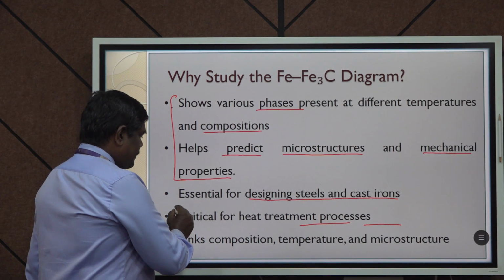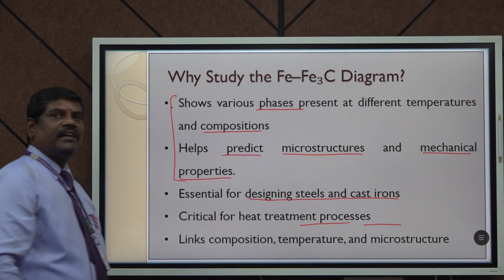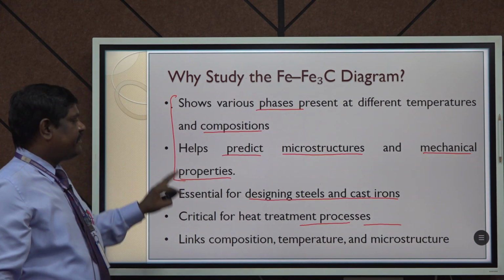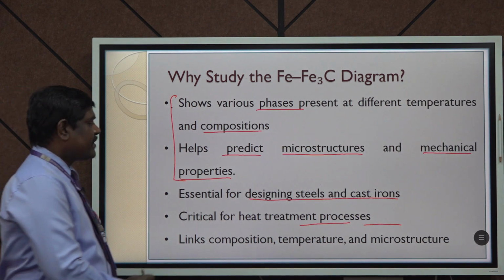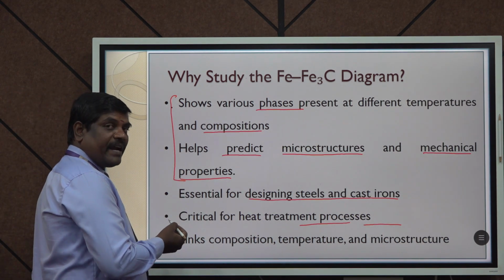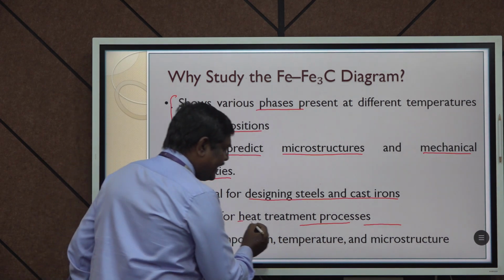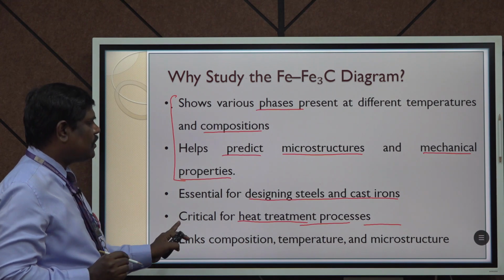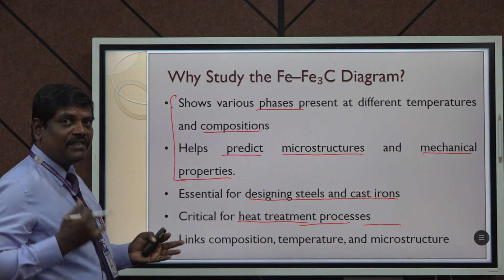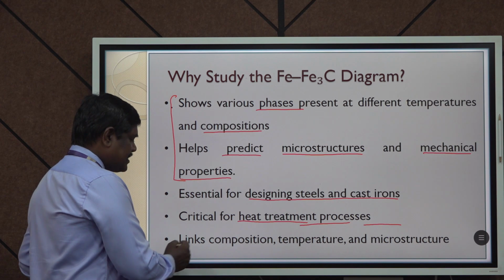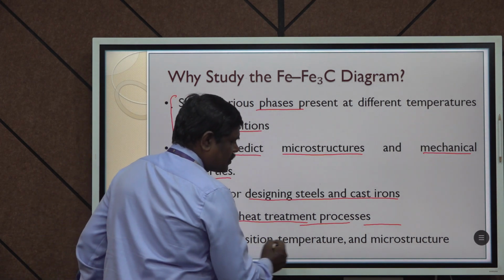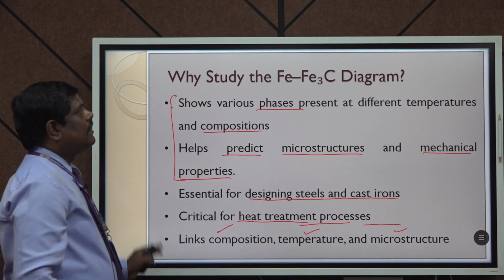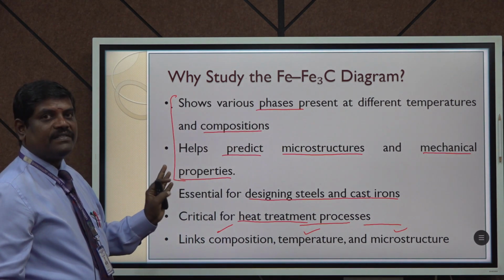And next, as a production or manufacturing engineer, the information obtained from the iron and iron carbon diagram helps to determine what kind of heat treatment the product requires, so he can also derive the solution. Lastly, it links the composition, temperature and microstructure. Hence, this iron and iron carbon diagram is very important.